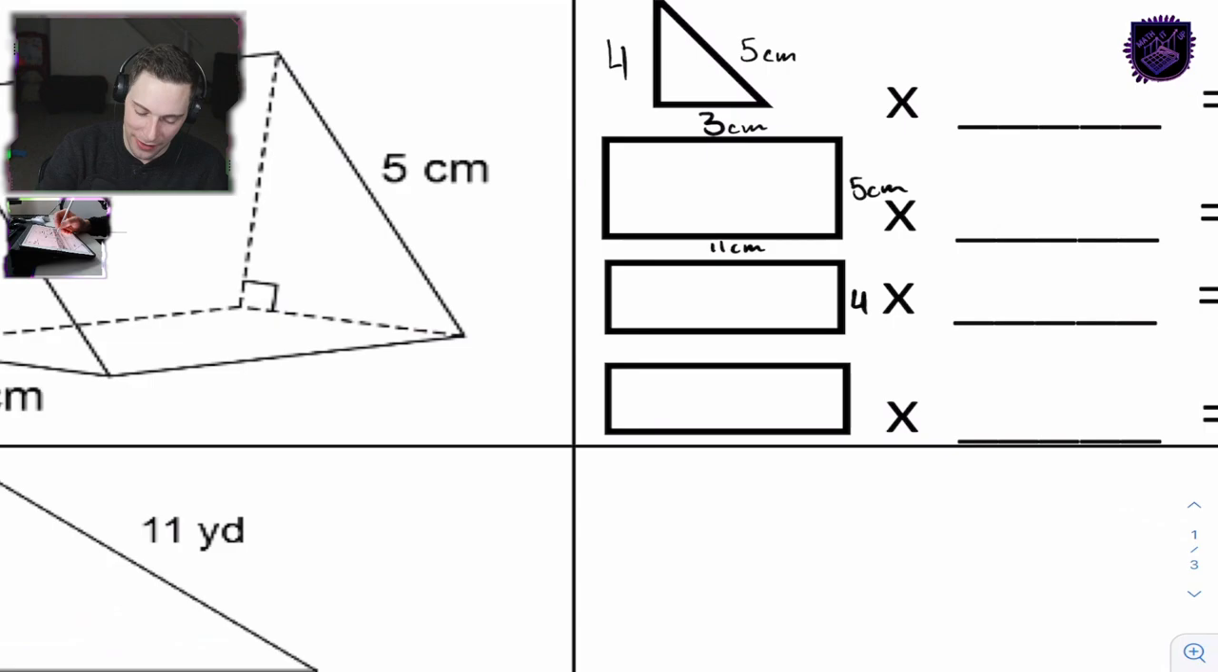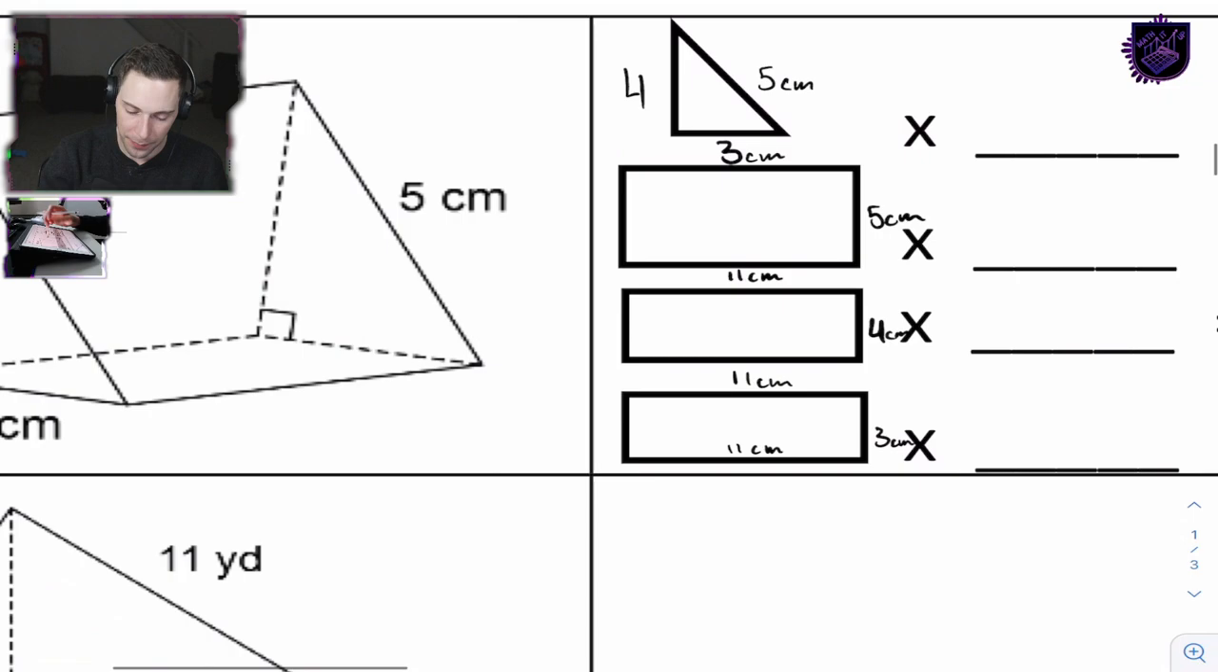By 11 centimeters, and 3 centimeters by 11 centimeters. Now, area, 3 times 4 divided by 2 is going to be 6 centimeters squared.